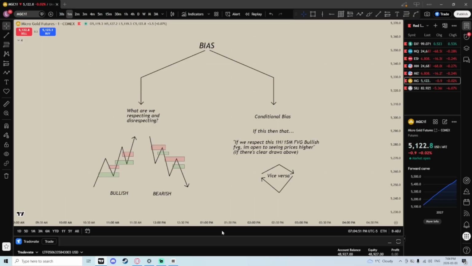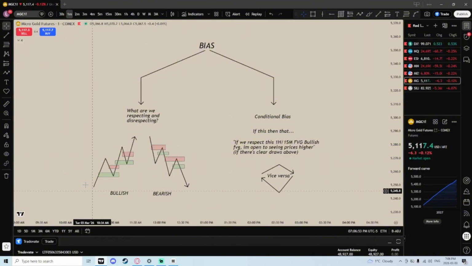First thing I look for when I open the charts is to find my bias, and it is extremely simple. A lot of people tend to overcomplicate it, but these are the two things that I look for every single day. So the first thing is, what are we respecting and disrespecting? So if we are respecting higher time frame bullish PD arrays and disrespecting higher time frame bearish PD arrays, I am then convinced to see prices higher, and the same goes for the other direction. If we are respecting higher time frame bearish PD arrays and disrespecting higher time frame bullish PD arrays, then I am open to seeing prices lower.